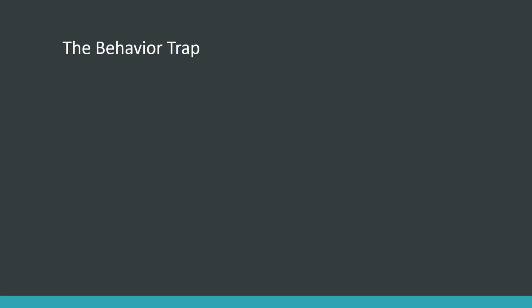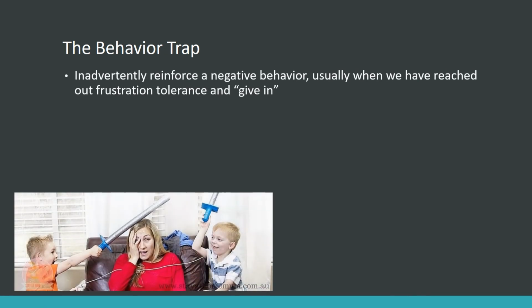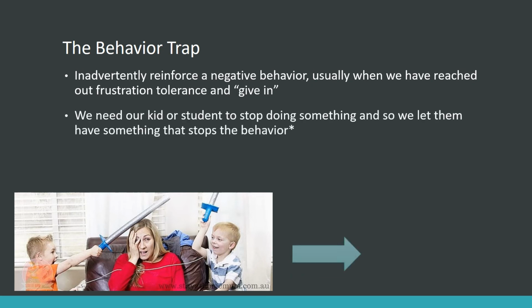So I'm going to talk now a little bit about the behavior trap. This occurs when we inadvertently reinforce a negative behavior. It's usually when we have reached our frustration tolerance and give in. What happens is we need our kid or student to stop doing something, so we let them have something that stops that behavior from occurring. There's an asterisk there because it does stop the behavior from occurring, but only temporarily.